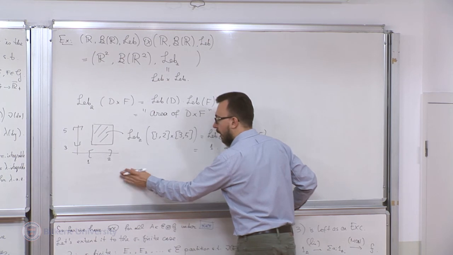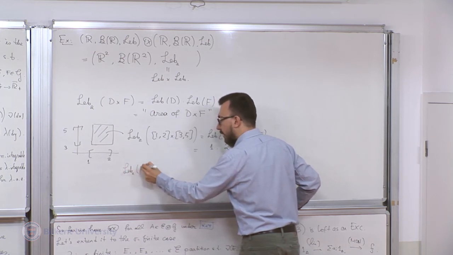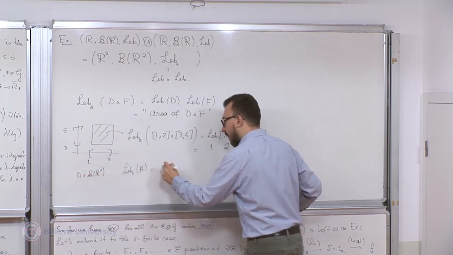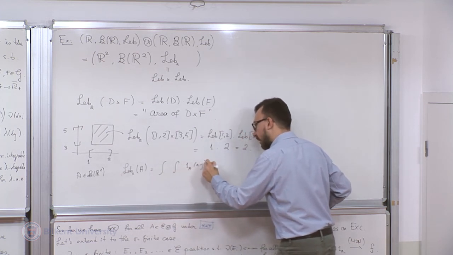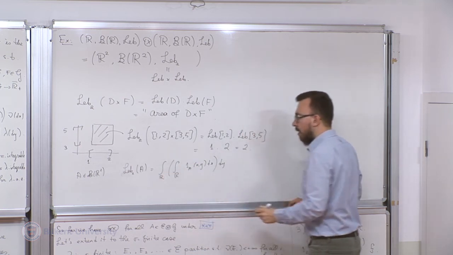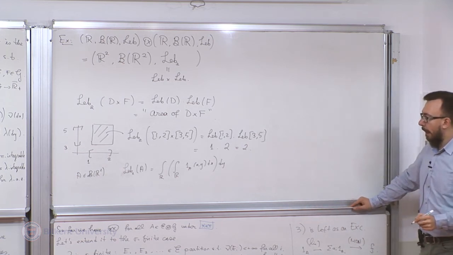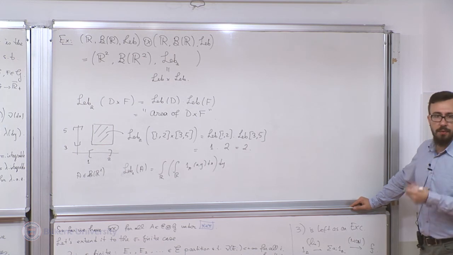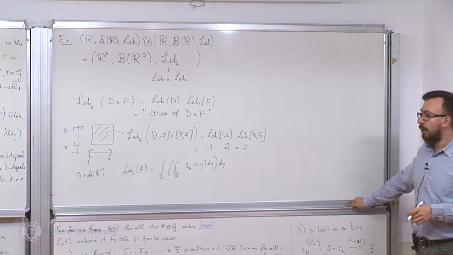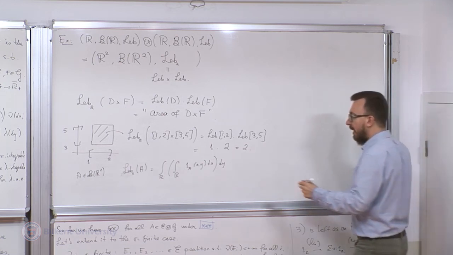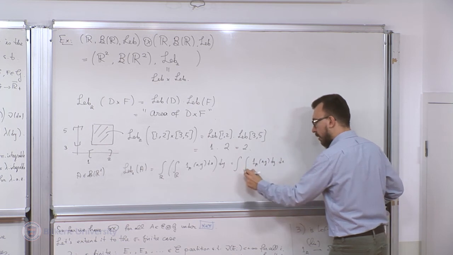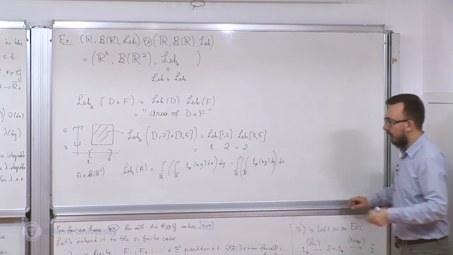So, Lebesgue 2 of a set, let's say A is a Borel subset of R2. How is this defined? Well, this is the integral of f(x,y) dx dy. You know, when we have Lebesgue integral with respect to Lebesgue measure, we always write just dx. And by Fubini, we also have the other way around. You can integrate with respect to the second variable first.